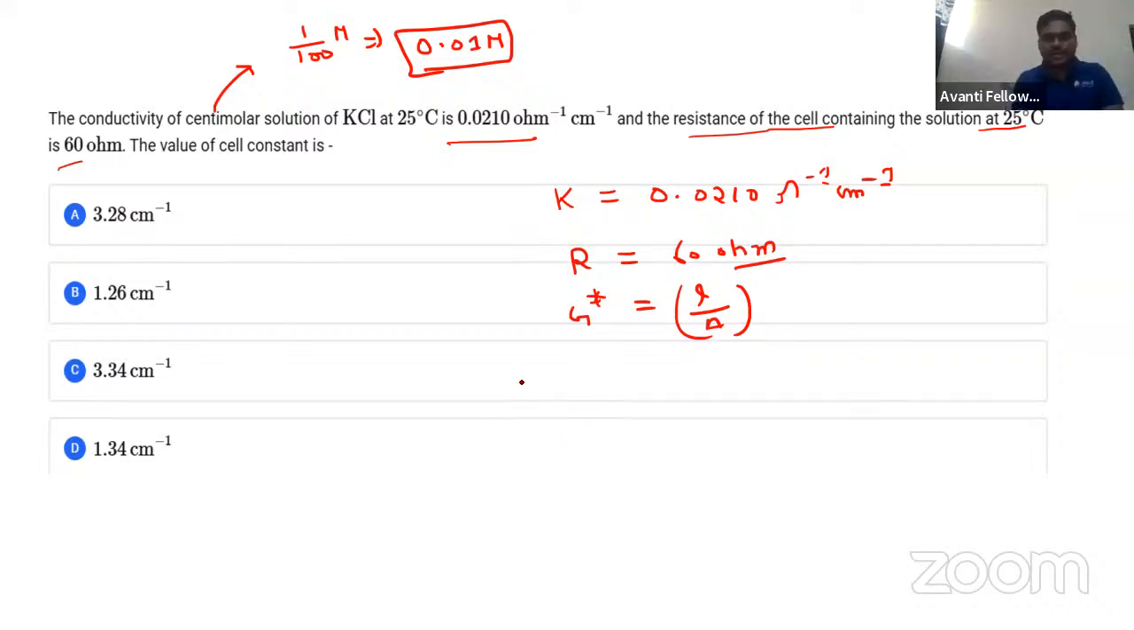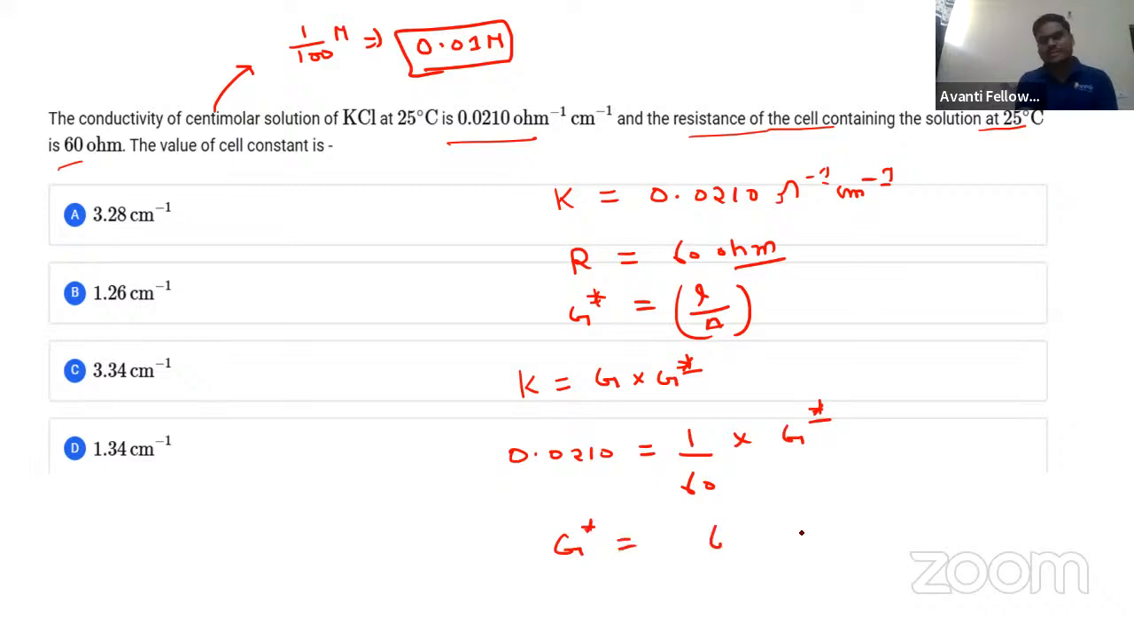So how will you calculate? We know that kappa is equal to G into G star. We already derived the formula earlier, just a little while ago. Kappa equals G into G star. Conductivity is given as 0.0210, and here G means 1 upon R, right? So 1 upon R is 1/60 and this is G star. So G star comes out to be 60 into 0.0210.